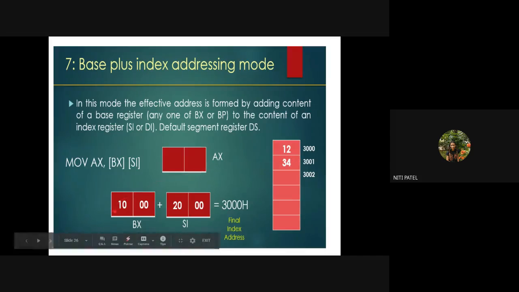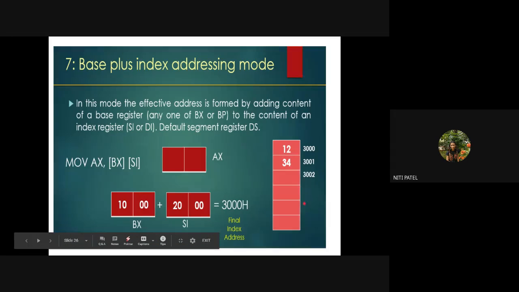Now what was the address of BX? 1000, I copied it as it is. What was the address of SI? 2000. I copied as it is. What I have to do, I have to add them. So when I add 1000 plus 2000, I get 3000H. So I have got the address of BX SI, which is 3000H. Now I will go inside 3000H and take the data 12, and that data will be copied into this register.